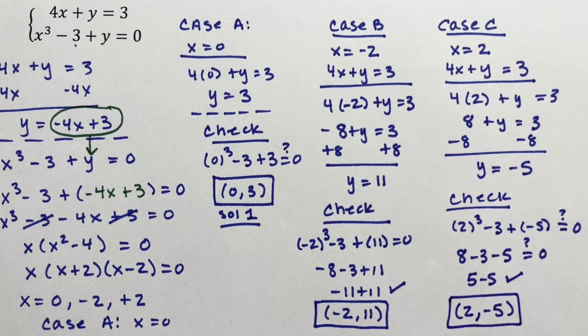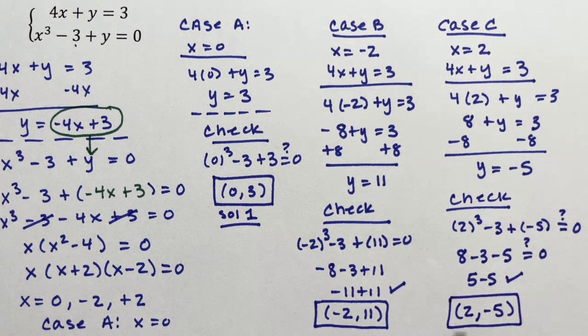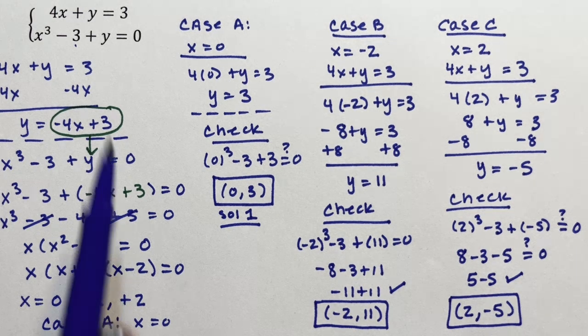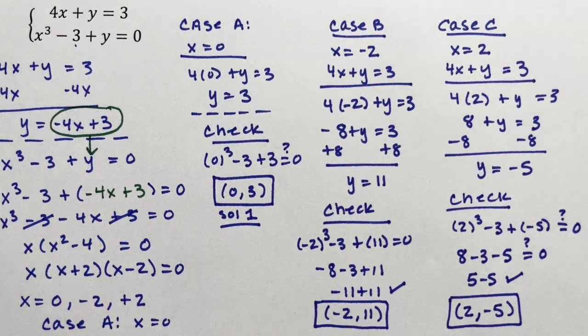So we have found 3 points: (0, 3), (negative 2, 11), and (2, negative 5). All 3 of these are points where these 2 functions, these 2 equations, intersect.